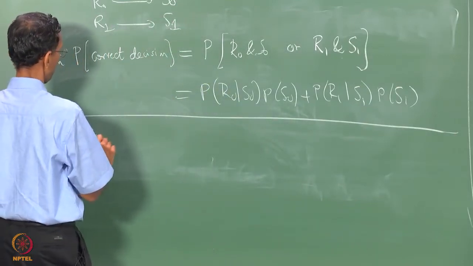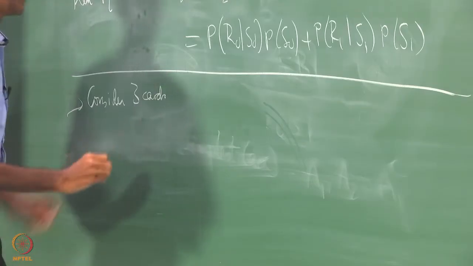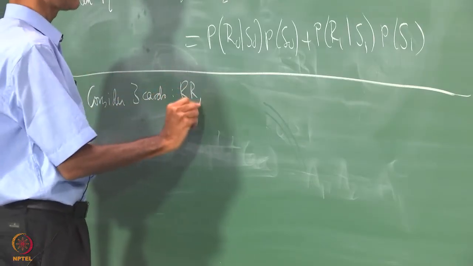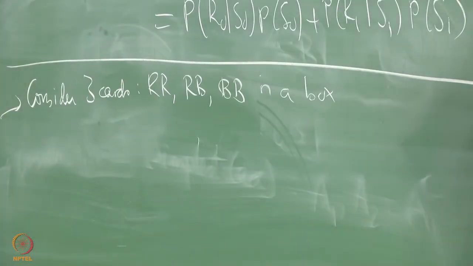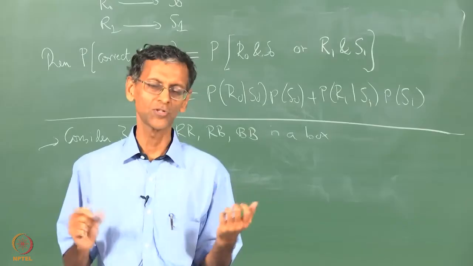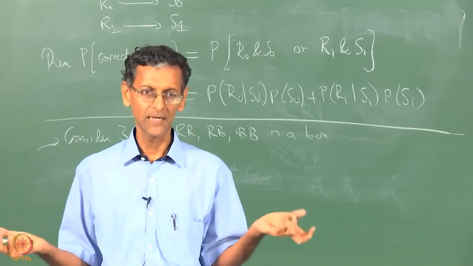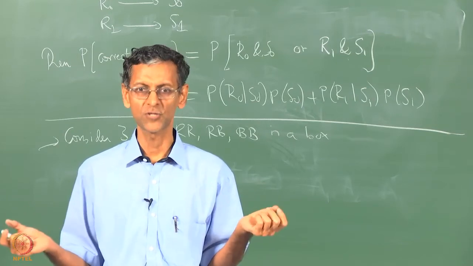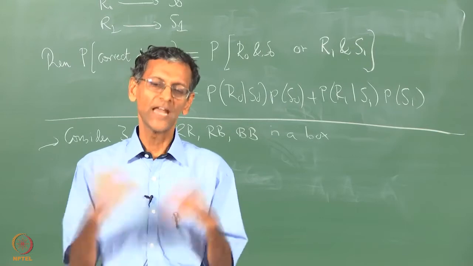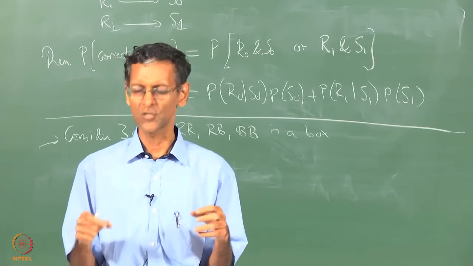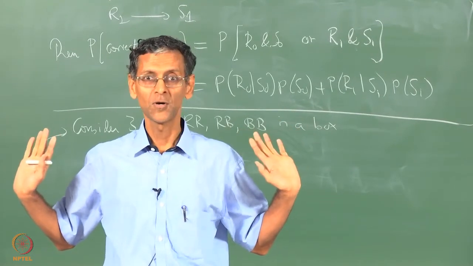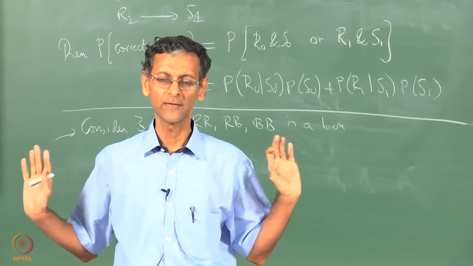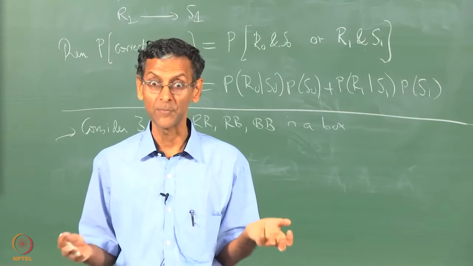Consider 3 cards. I will call them RR, RB, BB in a box. RR stands for marked R on both sides, RB is one side R, the other side B, BB is both sides B. Supposing you take one card out of the box at random, close your eyes, then throw it in the air. Or somebody does it and you do not get to see what they are doing, or assume that the experiment is in fact done randomly.